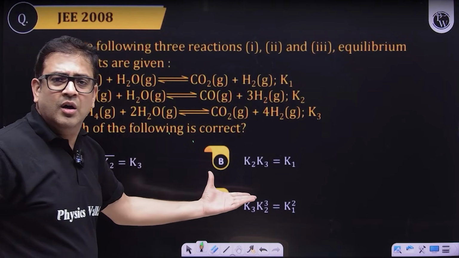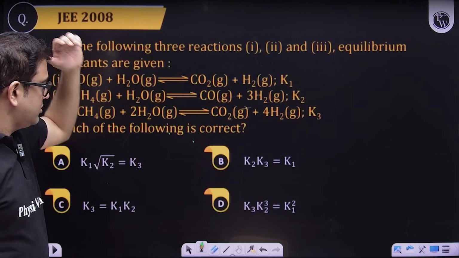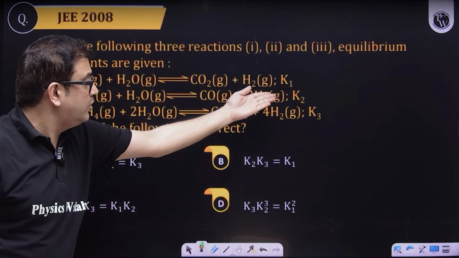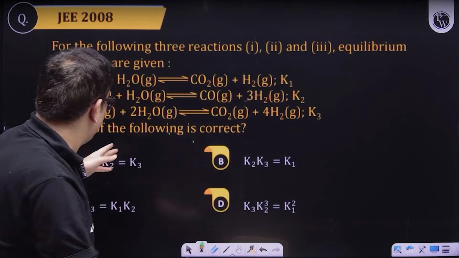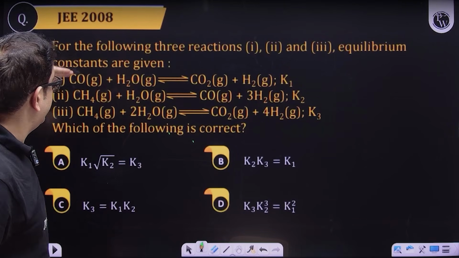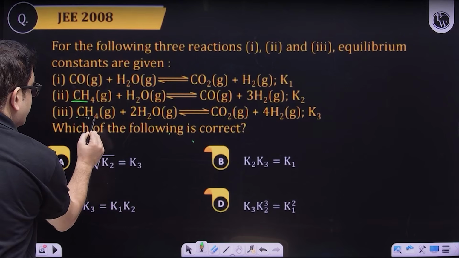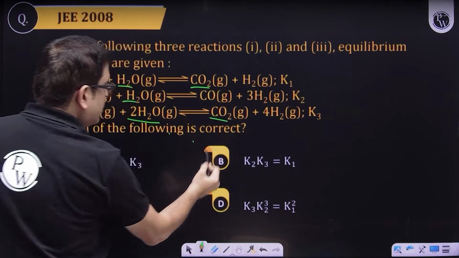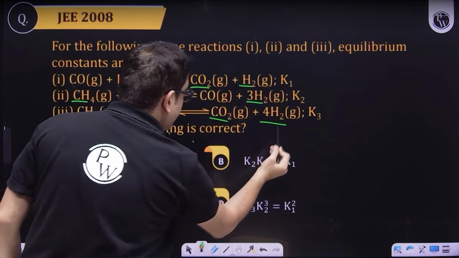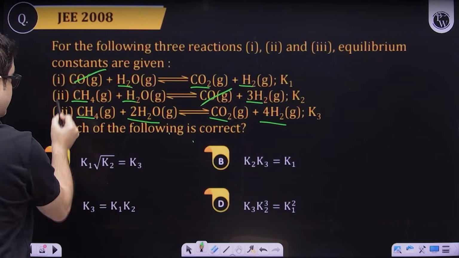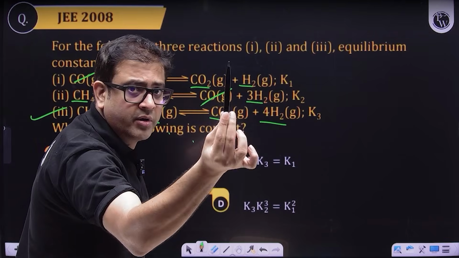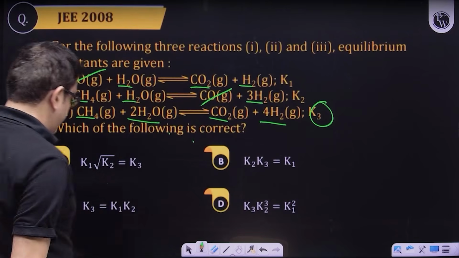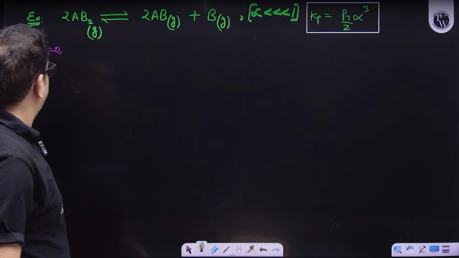See, we didn't do a question from JEE 2008, that characteristic of equilibrium constant. You have to relate the K1, K2, K3 values from observation only. The third equation is you add 1 and 2. CH4, CH4. 1 water at 1 water, 2 water. CO2, CO2. 1 hydrogen, 3 hydrogen, 4 hydrogen. Sir, what about CO? CO got cancelled. So what is equation 3? With a pen, without writing anything, 1 and 2 becomes 3. So K3 will be equal to K1 into K2. Directly asked.